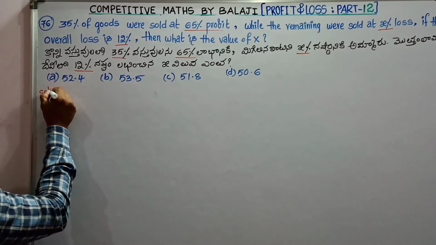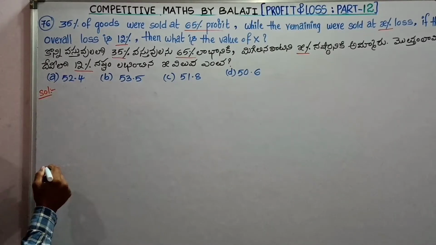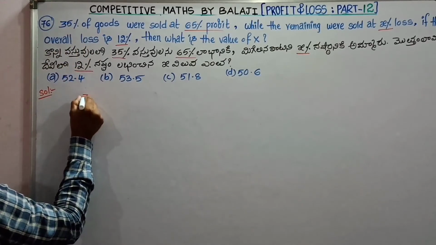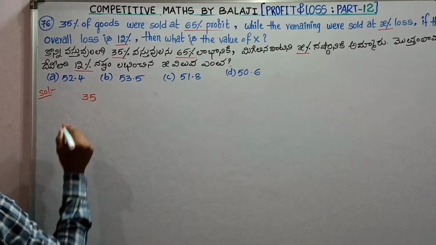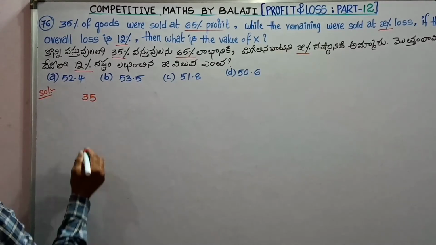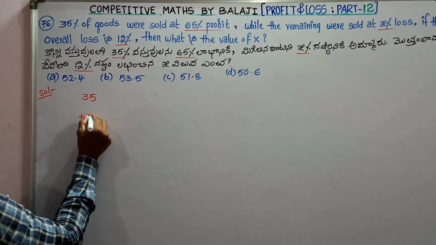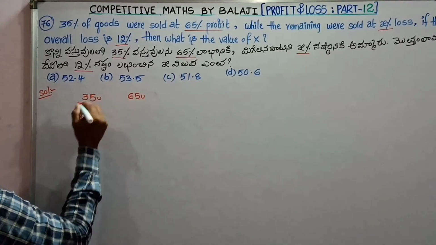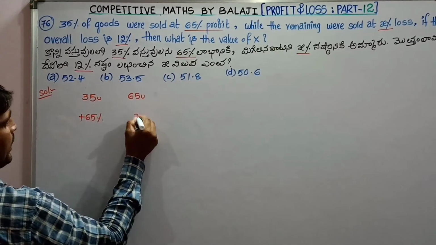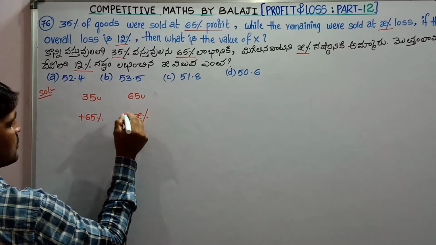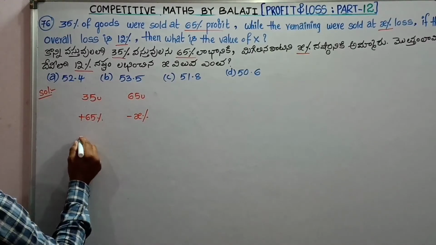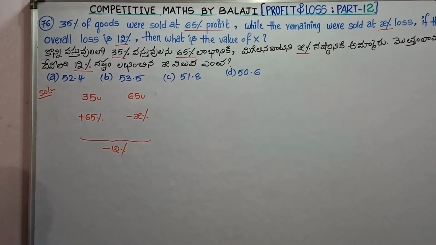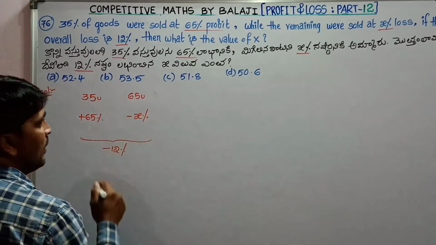Let us see it by two methods. 35% of goods. Suppose total goods are 100 units, then 35 units of goods are sold at 65% profit. Remaining are 65 units of goods. They are sold at X% loss. Loss is denoted by minus. To get an overall 12% loss, what is the value of X?